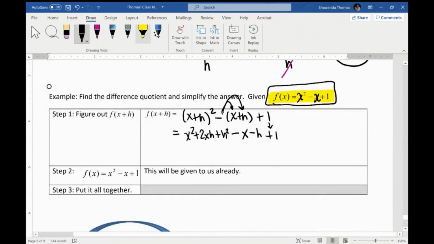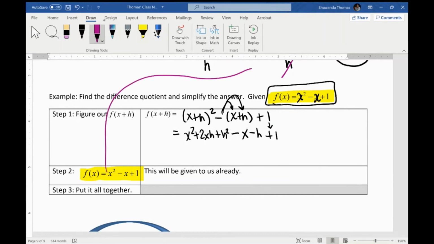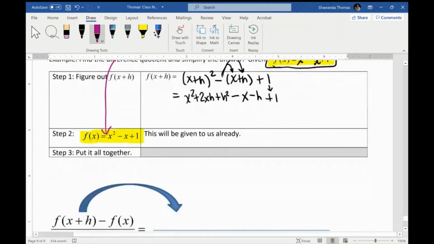And I didn't update your notes, you guys, but step 2, it should say f of x equals x squared minus x plus 1. I copied and pasted from the first example, and it's wrong on your notes problem. So this is the f of x we're doing on this one. All right. So let's put it all together.